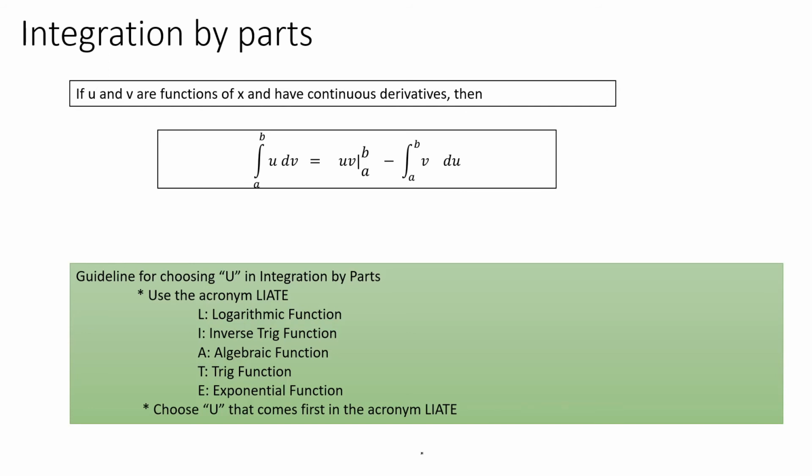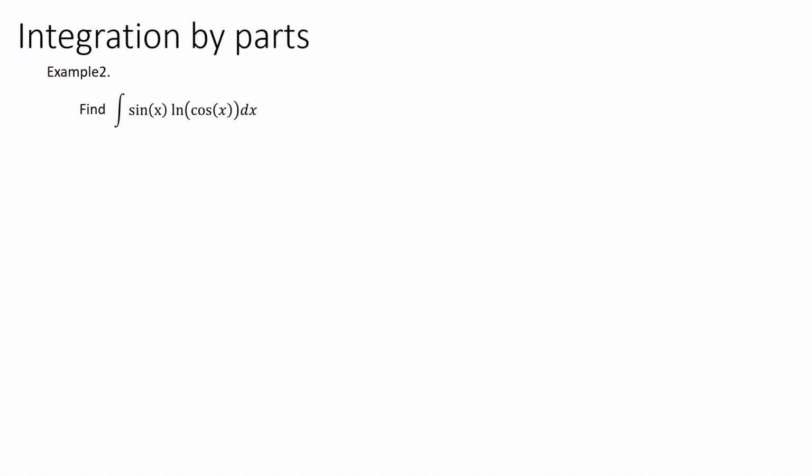With that in mind, let's look at our second example. Integral of sine of x times natural log of cosine of x. We're going to start with identifying what our u is and dv is. If you follow that acronym called LIATE, again, it will help us to identify what our u is. So you're given trigonometric function, you're given natural log. Again, natural log is part of a logarithmic function. In this case, logarithmic function comes before trigonometry, so your u in this case will be your natural log.